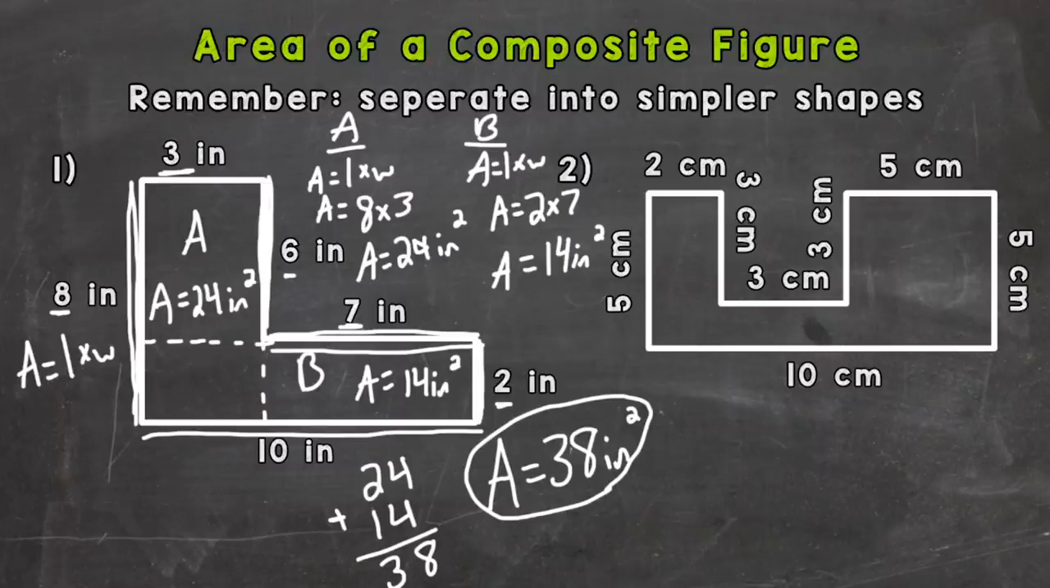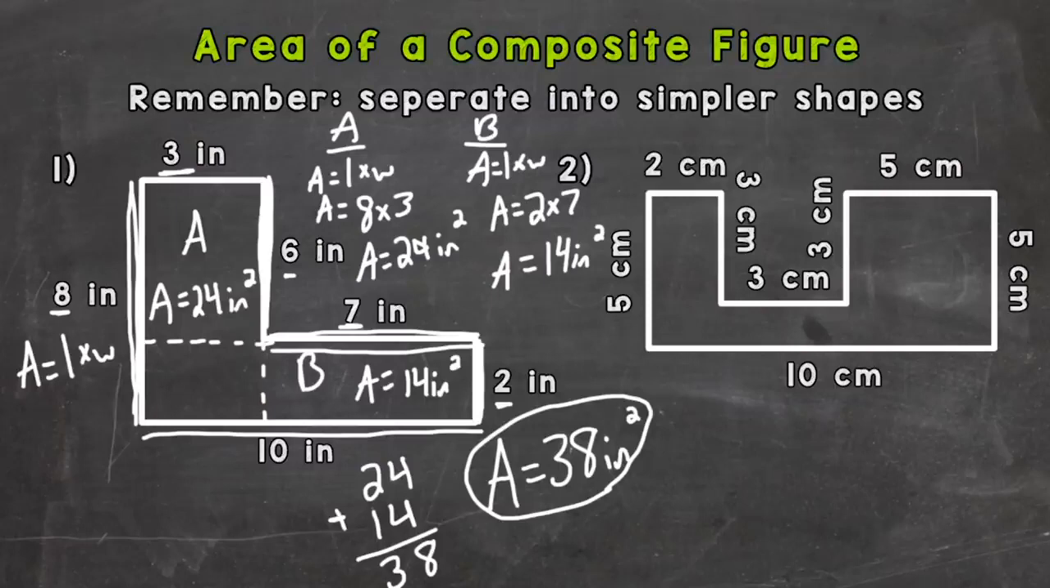Now for number 1, we could have cut that this way as well and made a top and a bottom rectangle. So usually there are multiple ways to separate a composite figure. It doesn't matter which way you separate it, but it does matter which numbers you use, which dimensions you use going around for your length and width. So that's something you need to be careful of. Let's jump into number 2 here and see how we do this one. This one's a little more complex.